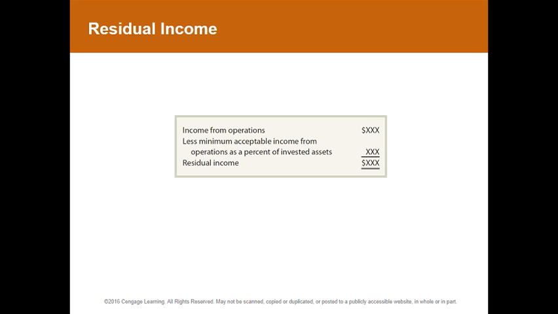So here's the basic representation for residual income. You start with income from operations. Now remember, this is going to only be based on the investment centers. Less the minimum acceptable income from operations as a percentage of invested assets. And that is what our residual income is for this investment center.